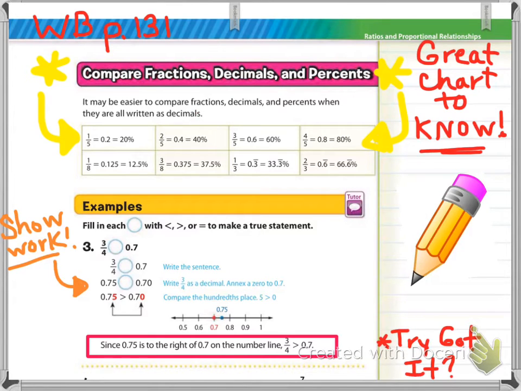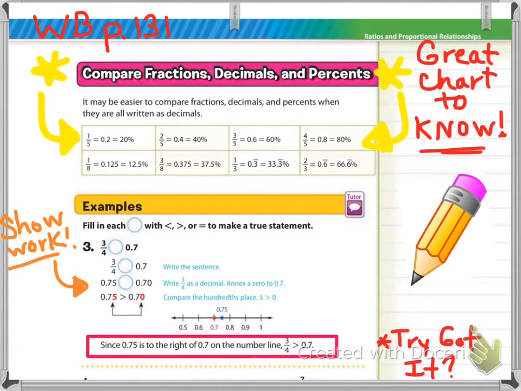All right, we're on workbook page 131, and it has a very helpful chart here. If you can memorize these, and you already probably know some off the top of your head, but if you can kind of memorize this list and get a good understanding of the number sense with these, it will save you some time and work. It's nice to have these at your fingertips instead of having to work it out every time. Saves you time on tests. So a good place to start is with this chart and memorizing them.